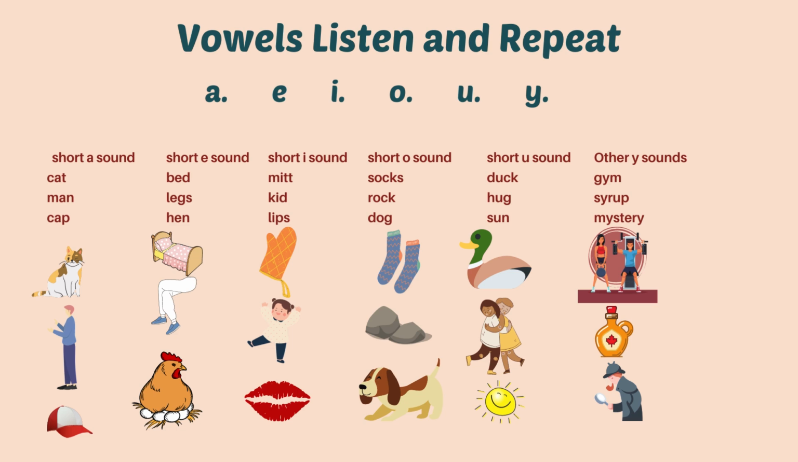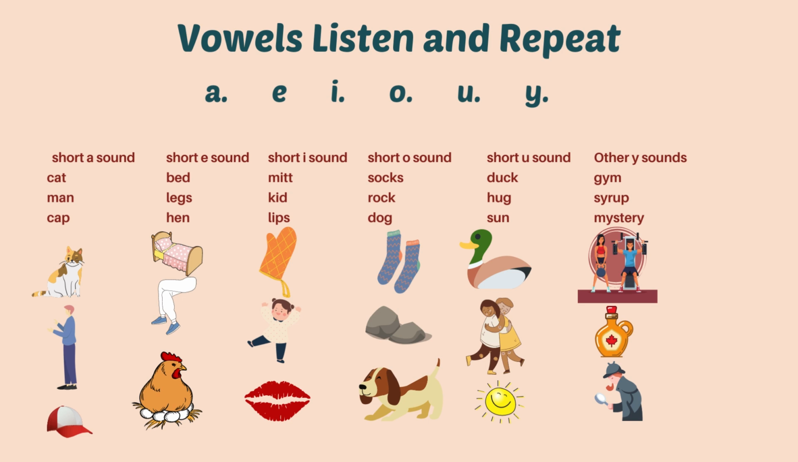More vowel sounds. Listen and repeat. We are going to do short sounds. A, E, I, O, U, and Y. The short A sound. Cat, man, cap. The short E sound. Bed, legs, hen.